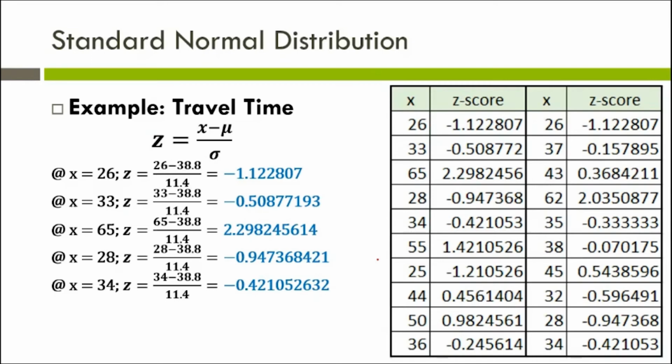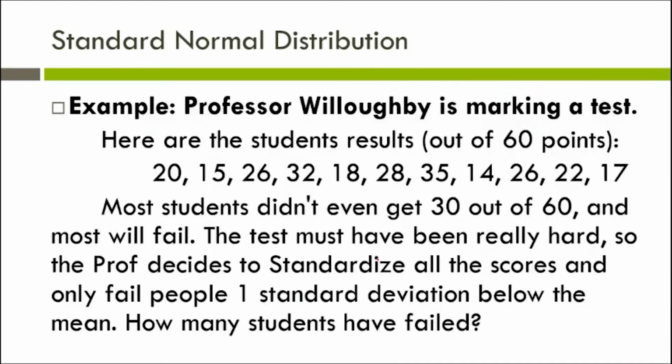Now, one application of this is this problem. Say, for example, a professor, Professor Willoughby. I think that's how you pronounce this. Professor Willoughby is marking a test. Here are the students' results out of 60 points. The students only got 20, 15, 26, 32, 18, 28, 35, 14, 26, 22, and 17 respectively.